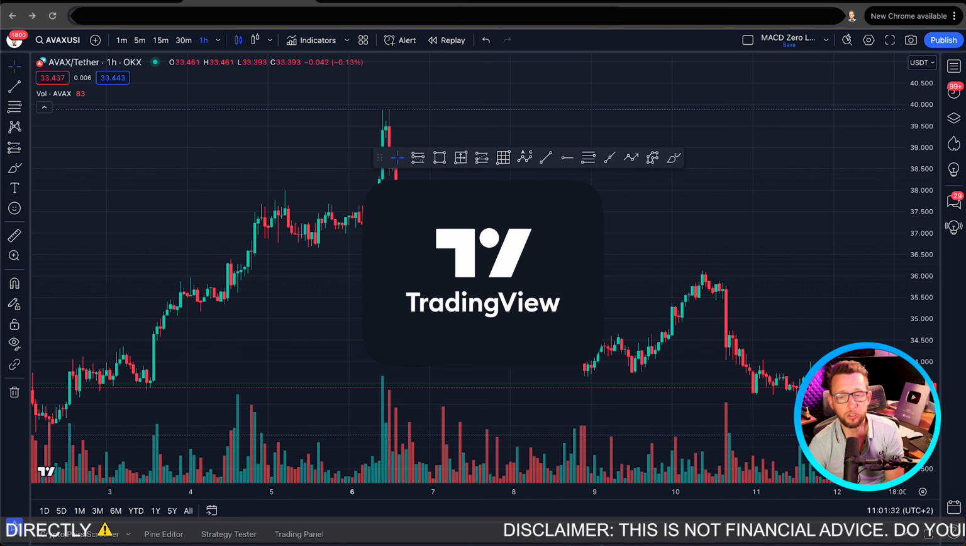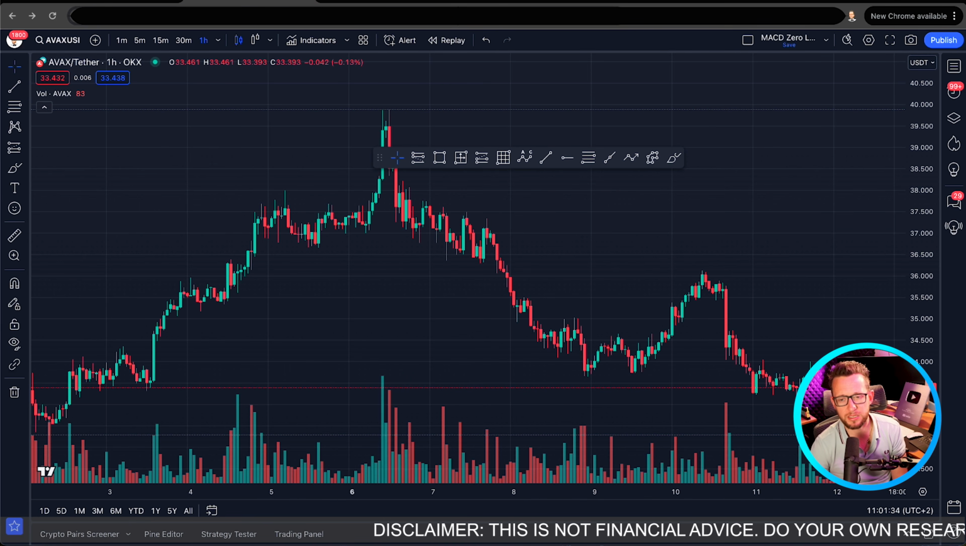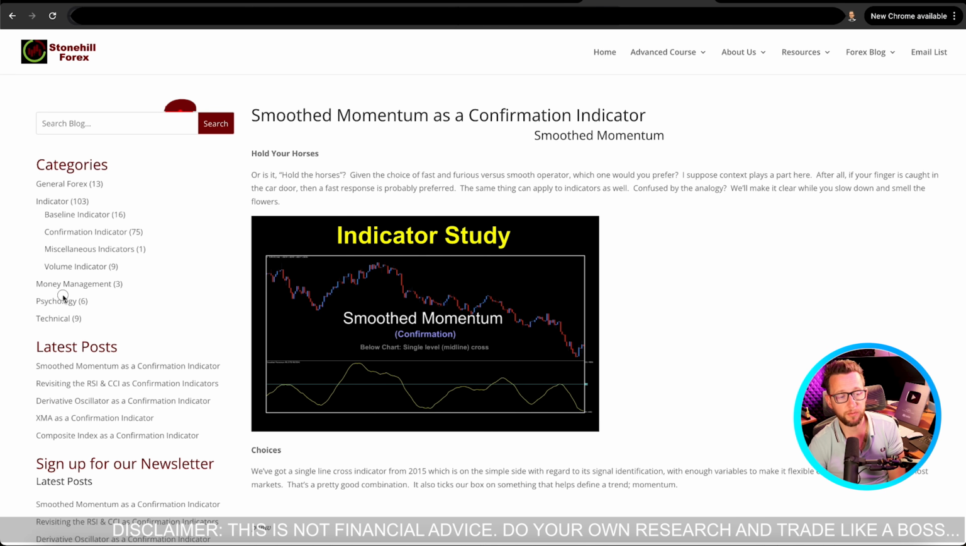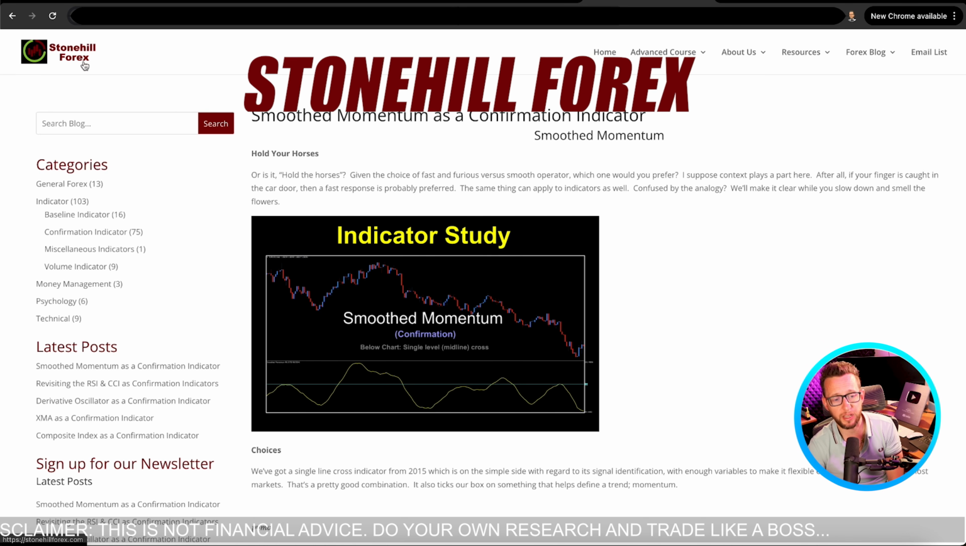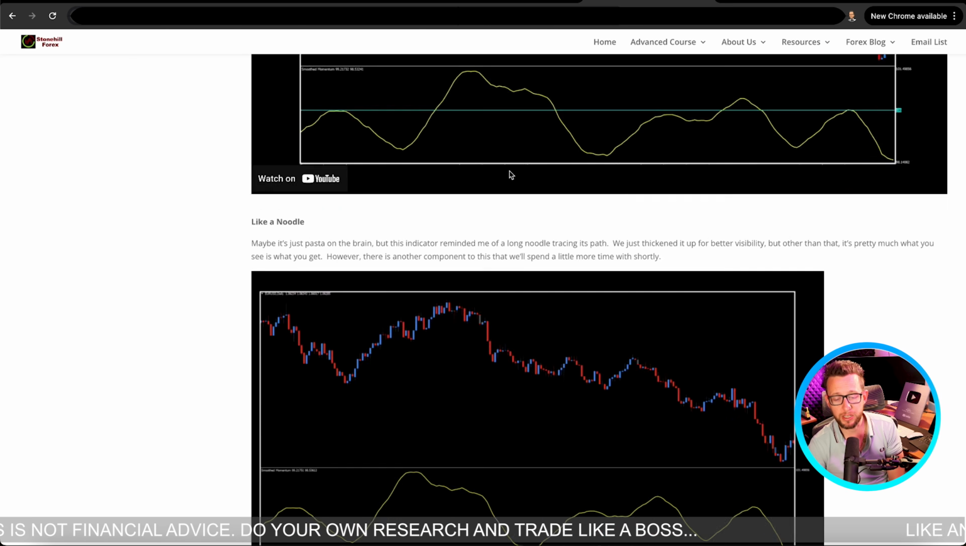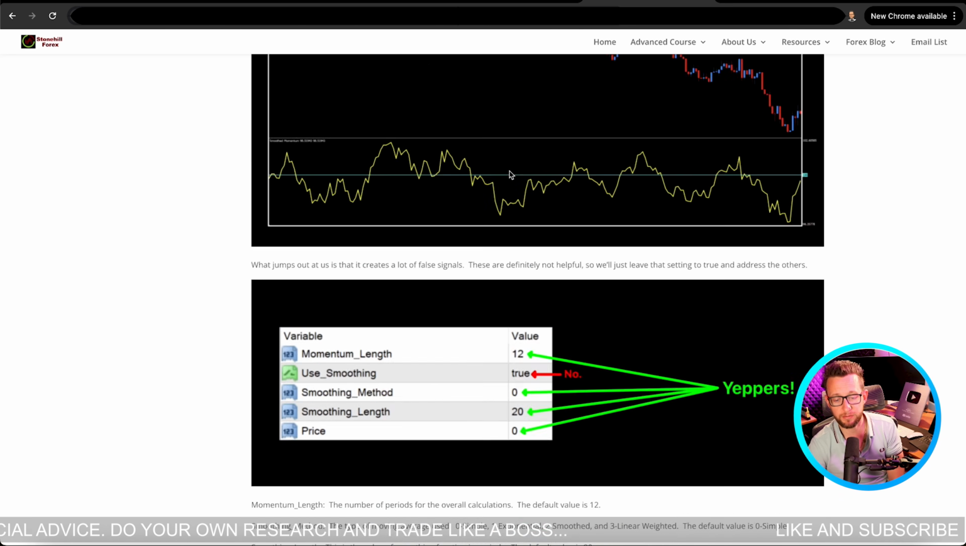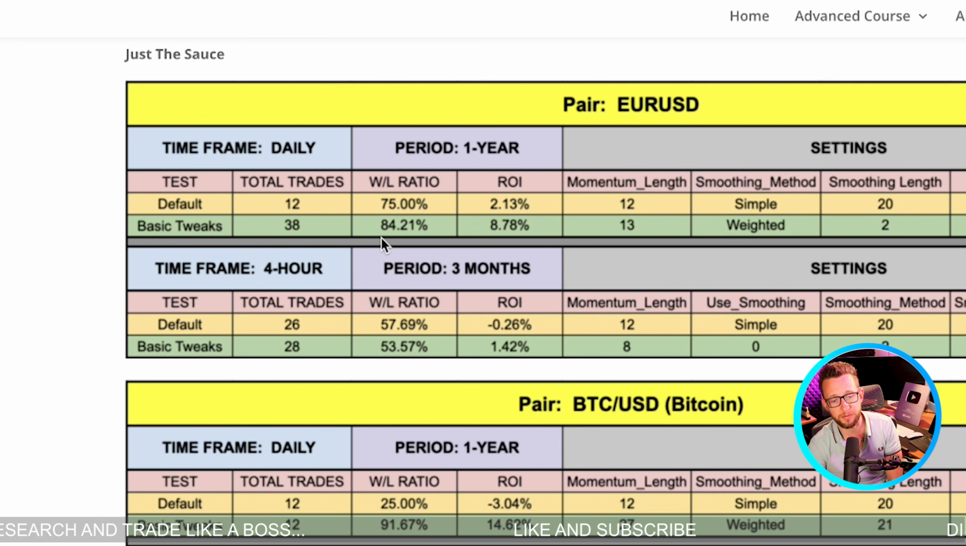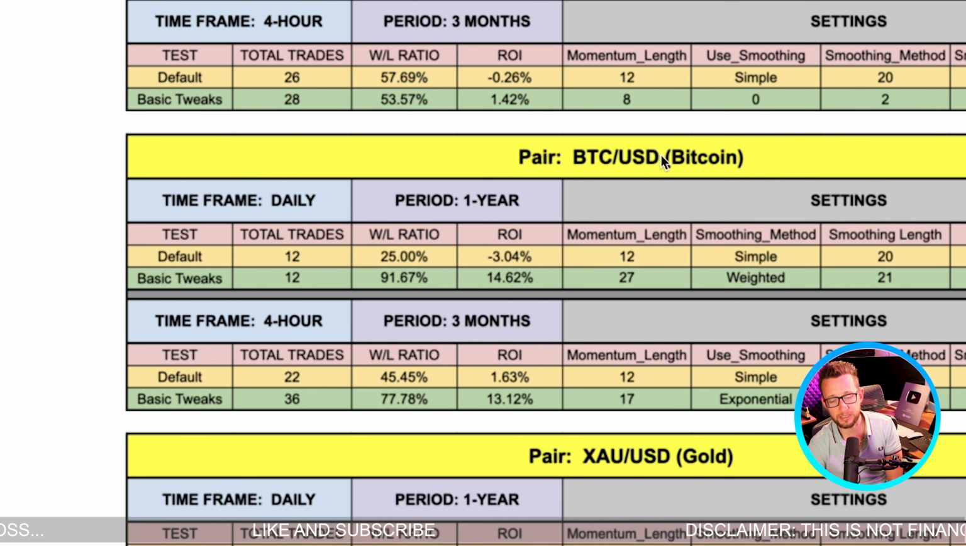Right, here I am on Tradingview. The indicator that we're going to be talking about today is the smooth momentum. An indicator that I've never tested before and was added to the Stonehill Forex blog this week. And when you scroll down and have a look at the backtesting results, they look pretty impressive. Very high win rates of 75 to 84 on the Euro USD. If you go down to BTC USDT and crypto, you can see they got it all the way up to a 91.67% win rate. It's on a very small amount of data. There was only 12 trades.